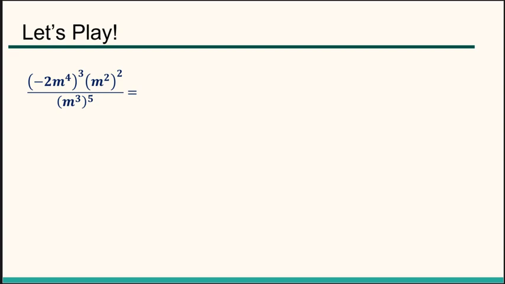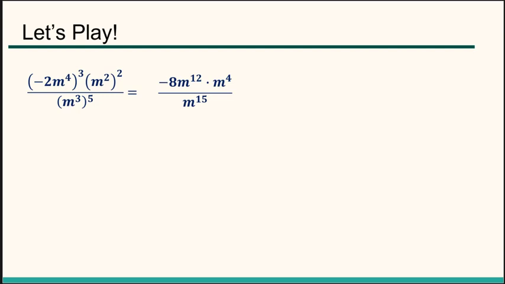I'm going to do negative 2m to the fourth raised to the third. So that's going to end up being negative 2 times negative 2 times negative 2. So that's negative 8. My m is now to the 12th. The next little piece was m squared raised to the second. That's m to the fourth. My next piece is that denominator, m to the third raised to the fifth. So that's m to the 15th.